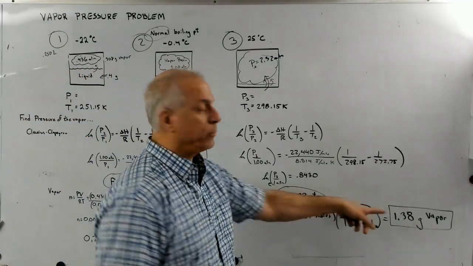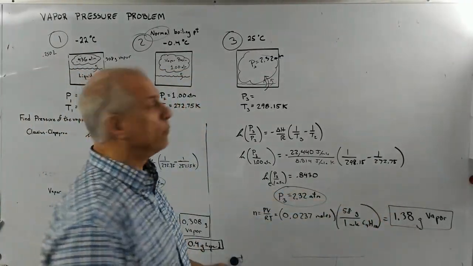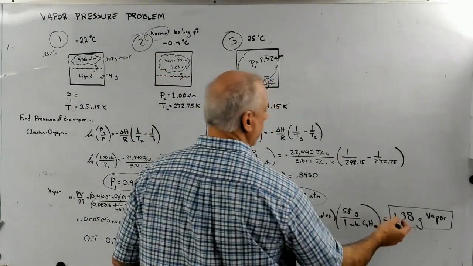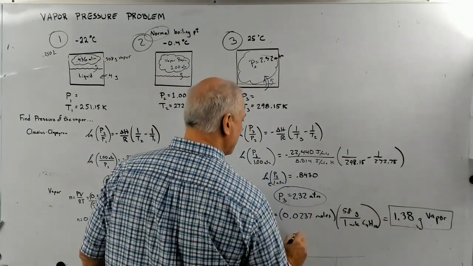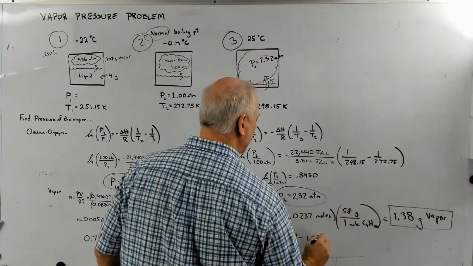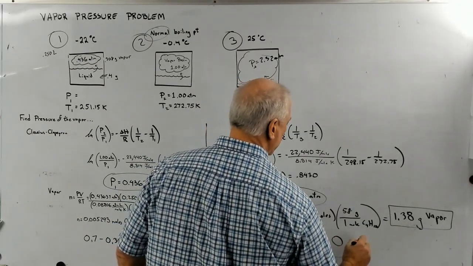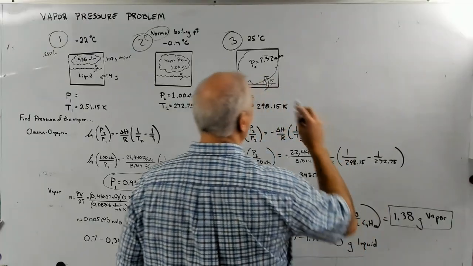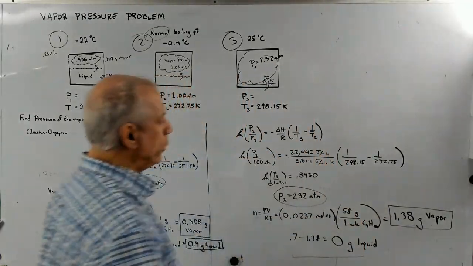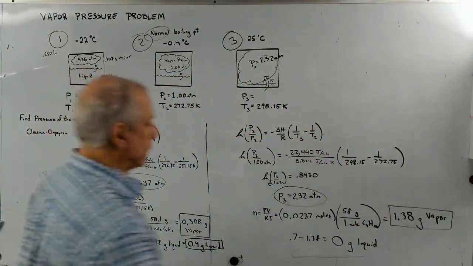So basically this would be the maximum amount of vapor that can be present. 0.7 minus 1.38 will give you a negative number, but basically no grams of liquid remain. All of the liquid will have vaporized.